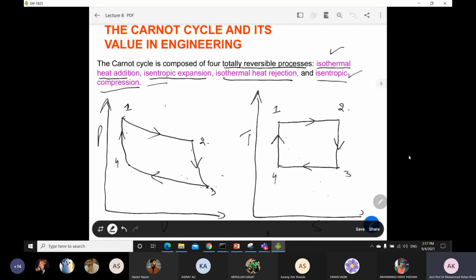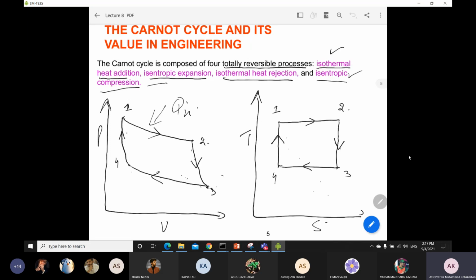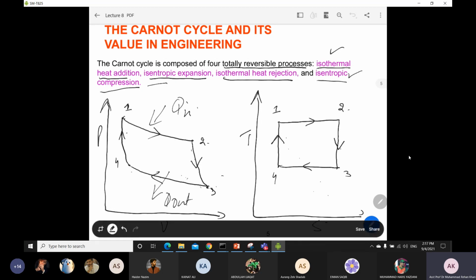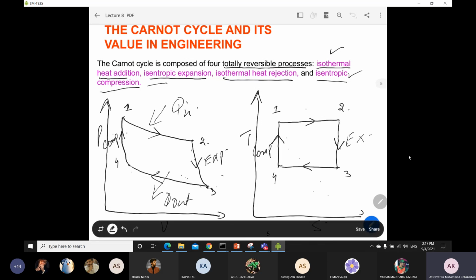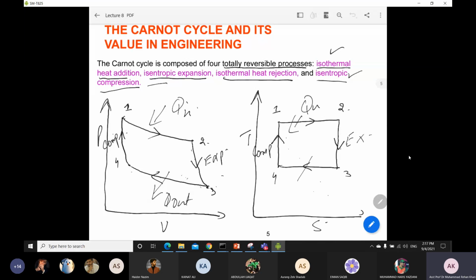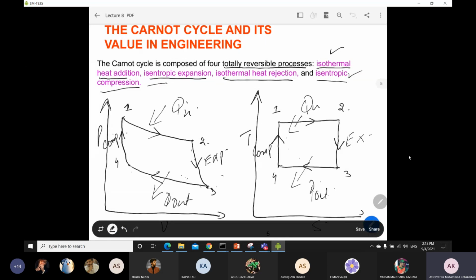Okay, so we will say that this is your Q in, which is your Q added, and this is your Q out, or you can also say Q rejected. Here, 2 to 3 is your expansion process, and 4 to 1 is your compression process. Again, 4 to 1 is compression, 2 to 3 is expansion, this is your Q in, and this is your Q out. So this is how you have to draw the Carnot cycle on the TS and PV diagram.